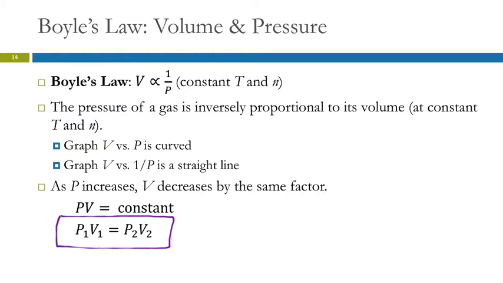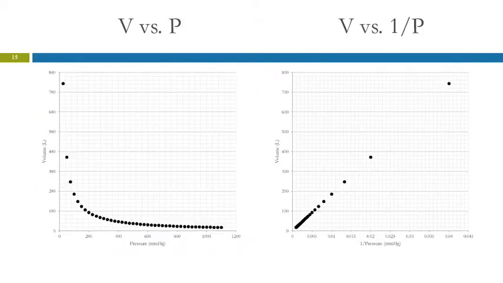So earlier we saw a graph of volume versus pressure, and that was a curve. If we graph volume versus 1 over pressure, we get a straight line. And that's illustrated here. So this is volume versus pressure, and here we're graphing volume versus the inverse of pressure. And that gives us a really nice straight line.